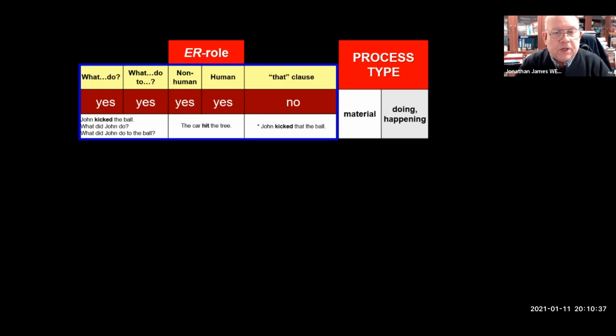So let me try to convince you. My goal is not to convince you to take the course. My goal is to convince you that this way of looking at text does give us a better idea of how a text comes to mean what it does. That's my purpose. All right, so come back to this point. How do I distinguish process types?